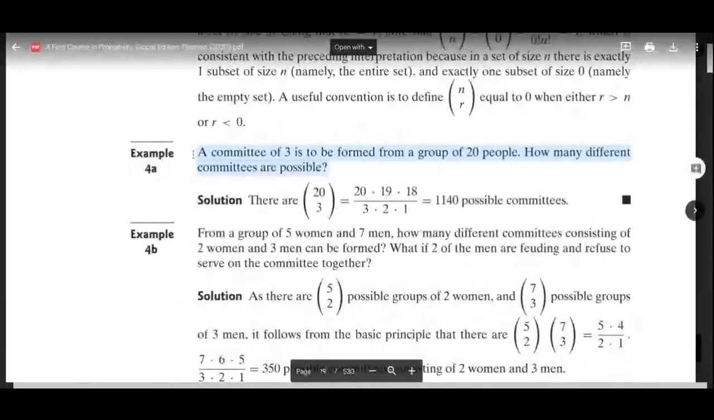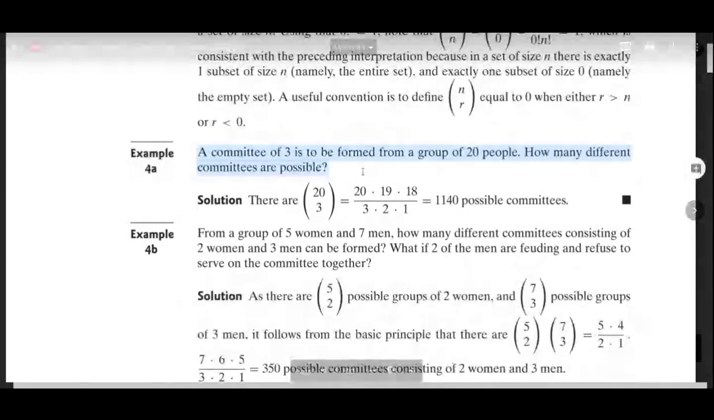So let's see this example. A committee of 3 is to be formed from a group of 20 people. A committee of 3, no order, right? And from a group of 20 people. So how many different committees are possible?